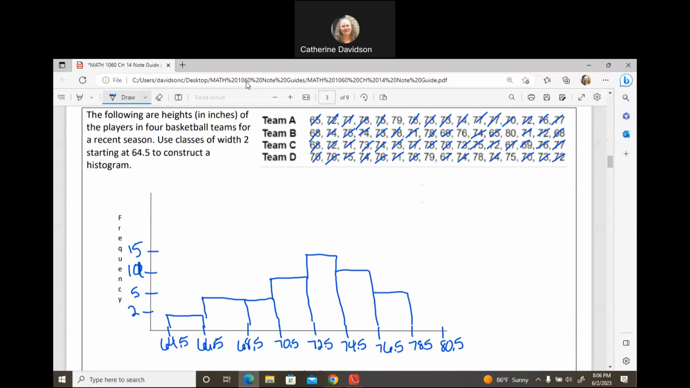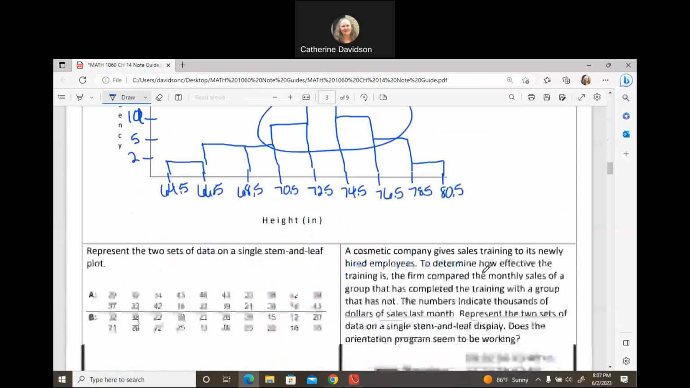77, 78. I missed a 78. All right, and then the last one is from 79 to 80: 1, 2. So most of the heights are right here in the middle between 70.5 and 76.5 inches.